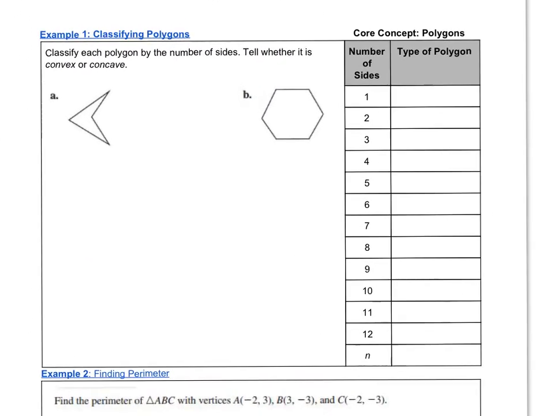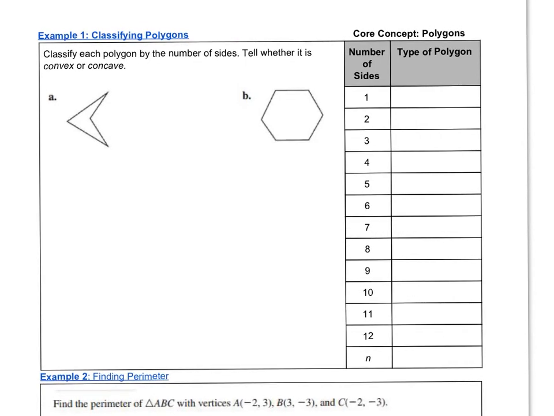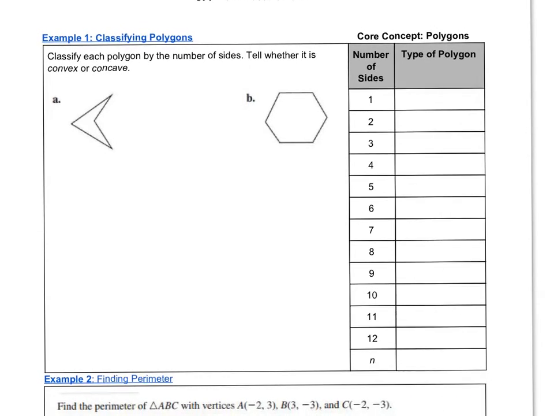We're going to just talk about how to classify polygons. We're going to name them based on their number of sides. And then we're going to tell whether it's convex or concave. So let's start by going through the types of polygons based on the number of sides.